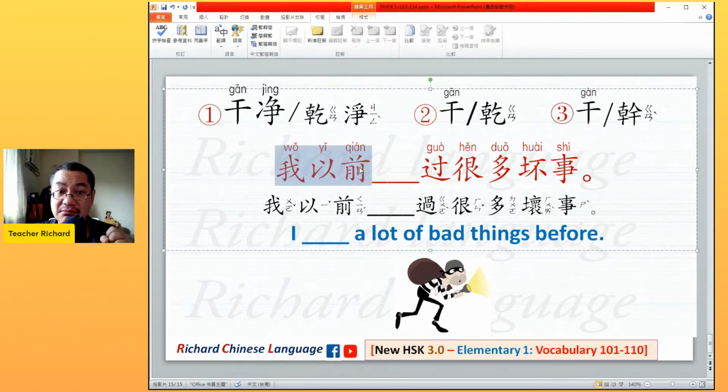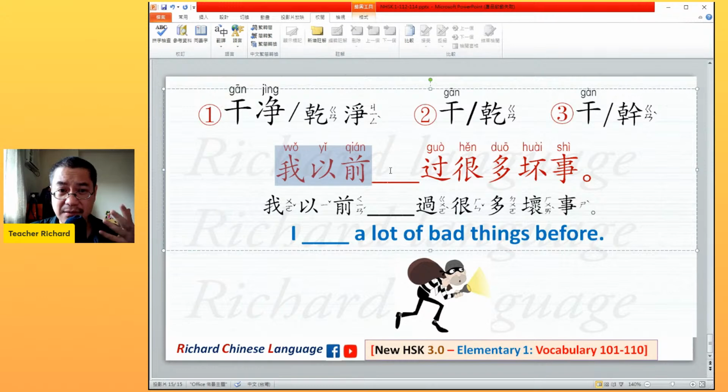我以前过很多坏事。我以前 means before. 过 is a marker for previous experience. 很多 means many or a lot of. 坏事 means bad things. A lot of bad things before. So what's the answer?